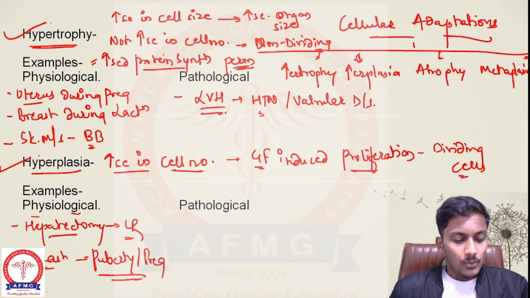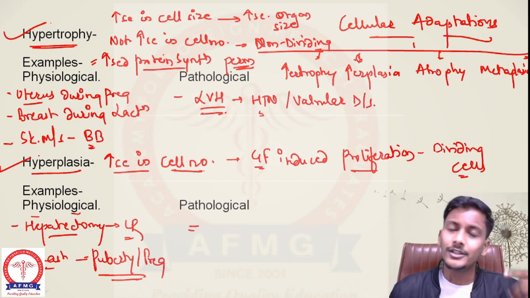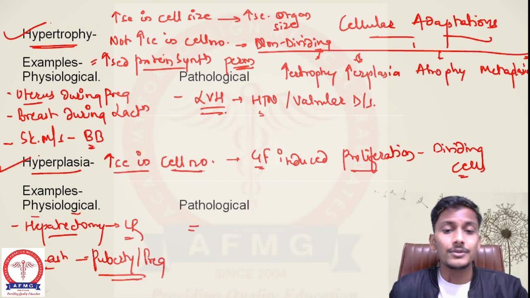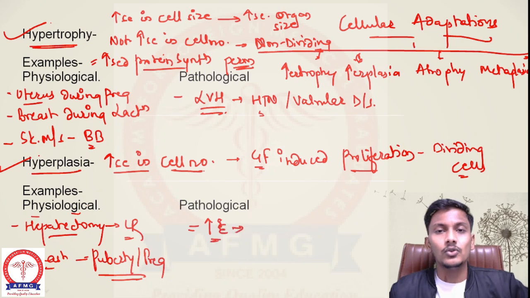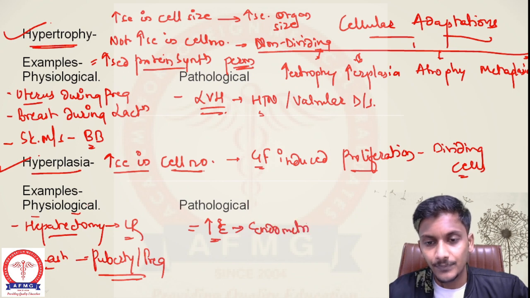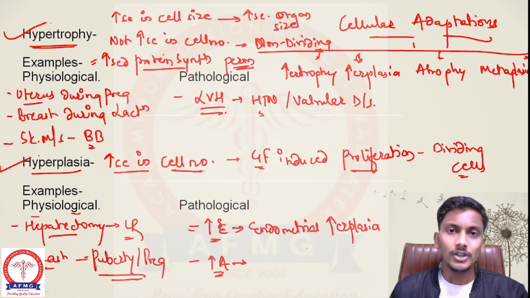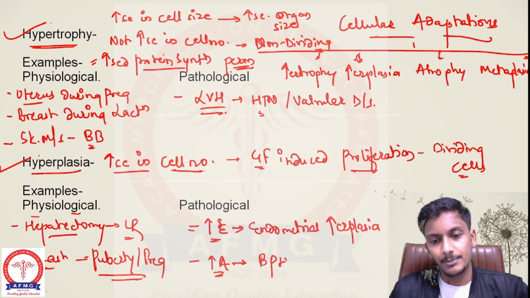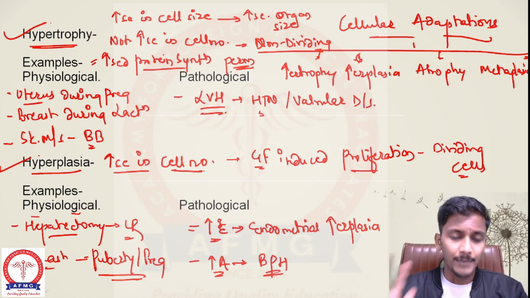Please remember this. Whereas the other thing you need to remember is pathological hyperplasia, which can be due to the influence of different hormones. If there is excess of estrogen, it would lead to constant stimuli on the endometrium, and that can lead to endometrial hyperplasia, which can be a predisposing factor for endometrial cancer. And the next one, increased androgens, increased testosterone, can cause constant stimuli on the prostate, leading to benign prostatic hyperplasia, seen usually in elderly males. So please remember, these are the examples of hyperplasia.